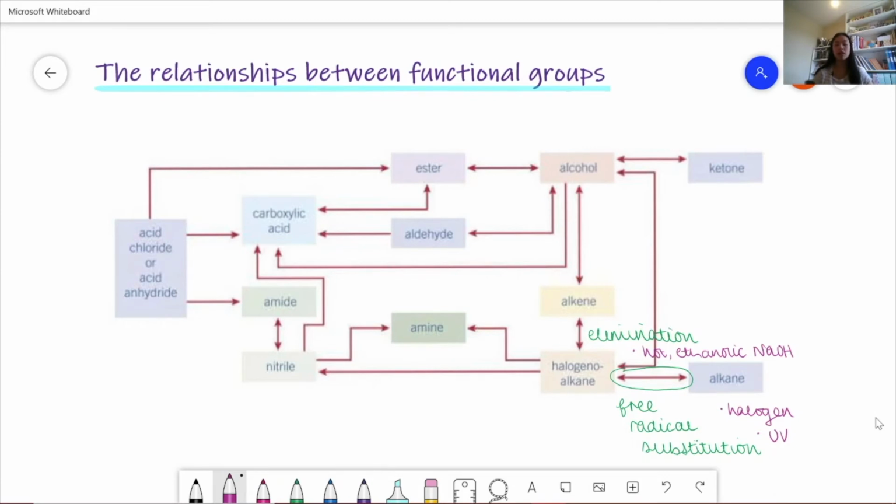And then to get from a haloalkane to a nitrile, this is a nucleophilic substitution reaction, because we're substituting the halogen with a CN. And so what we need is a CN minus ion. So how we get that is we add potassium cyanide followed by some acid.